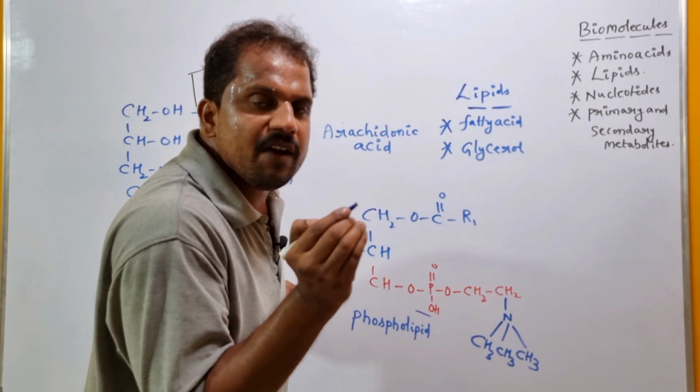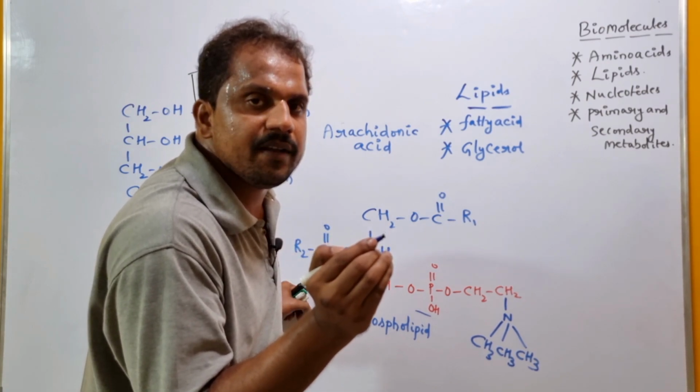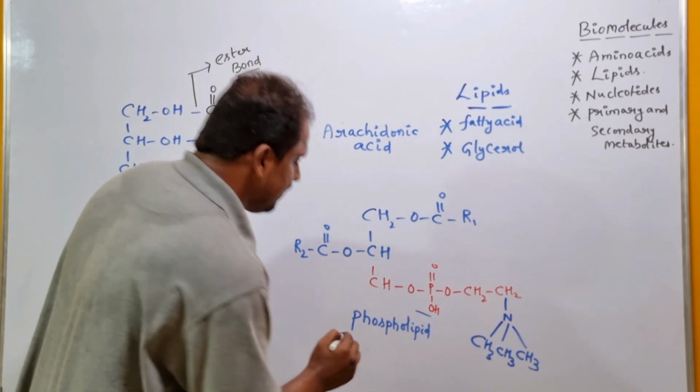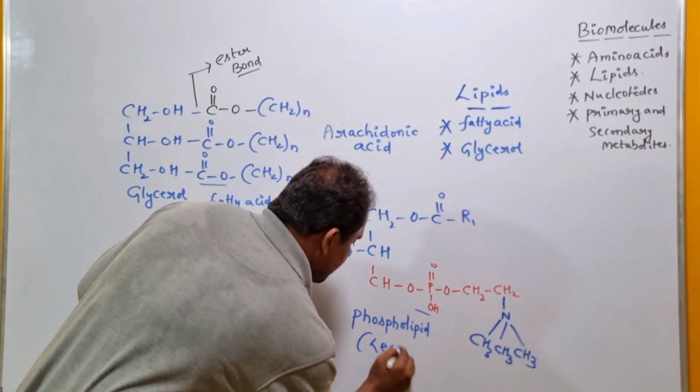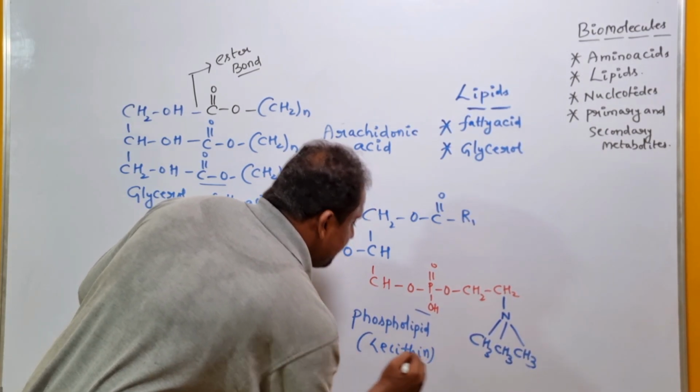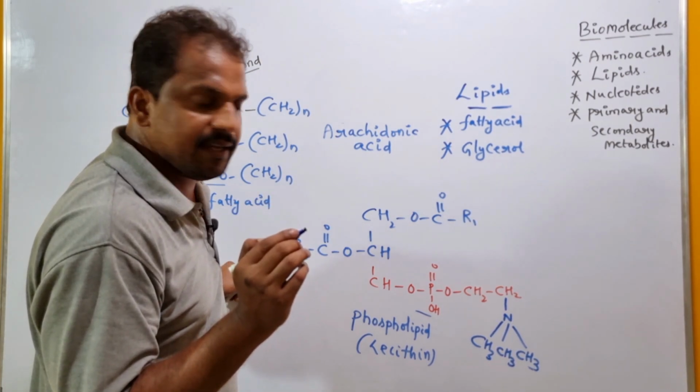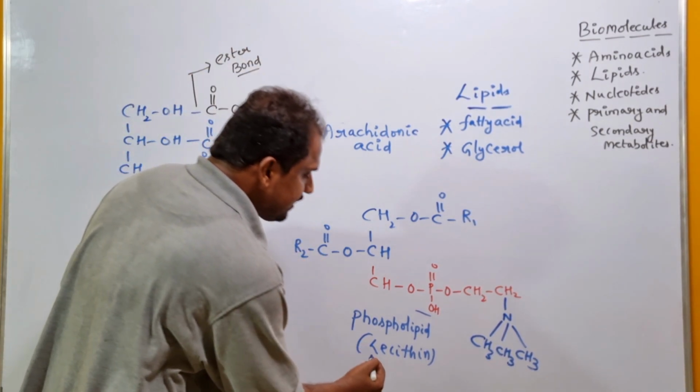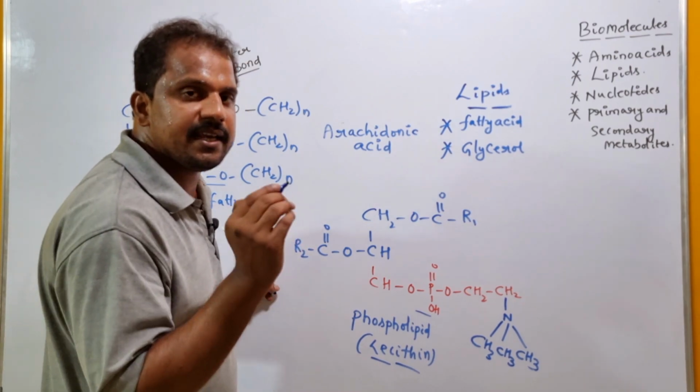And one of the modified forms of the phospholipid is nothing but what? Lecithin. Lecithin is most commonly present in the egg yolk. Is it clear? The specific lecithin is the phospholipid which is present in egg yolk.